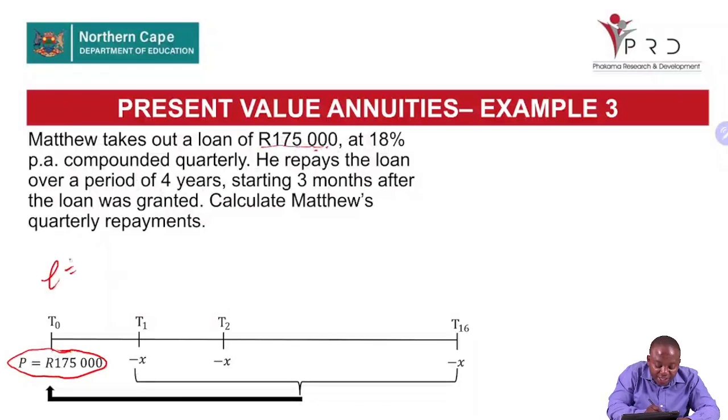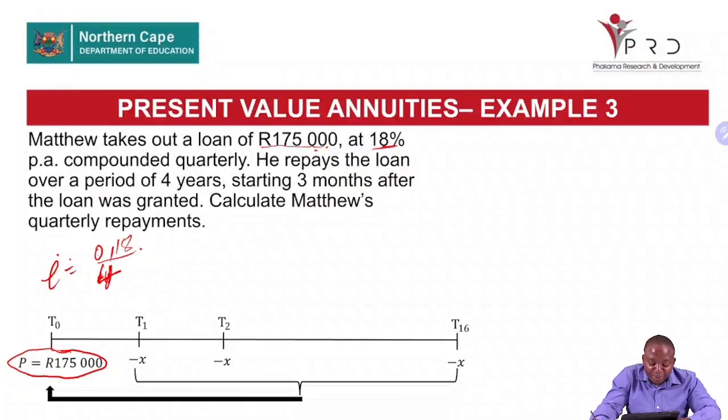So our I in this case is 0.18. Why 0.18? Because it is quoted as a rate. We divide that by 100. So we divide 18 by 100. Then we get 0.18. Then from that 0.18, what do we now do? We divide our I by our compounding period, which is 4. So we divide that I by 4.